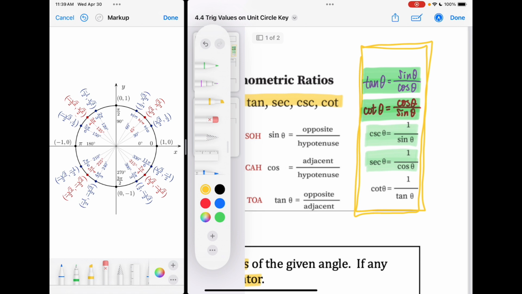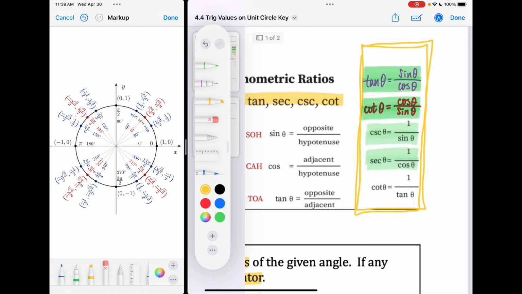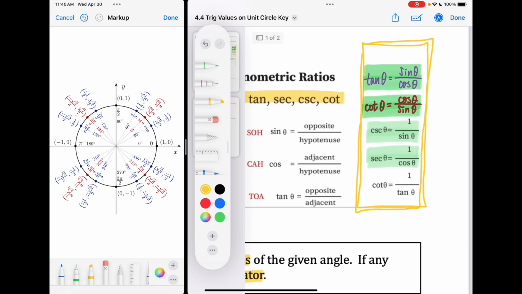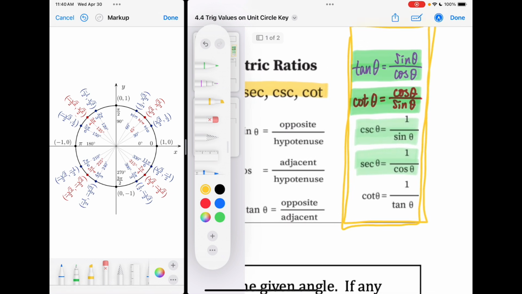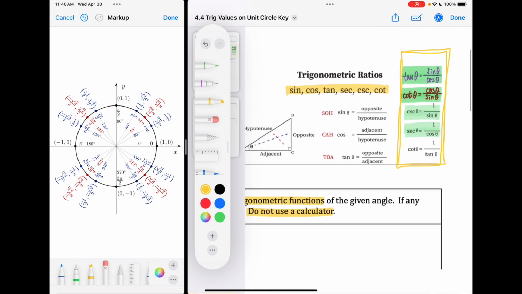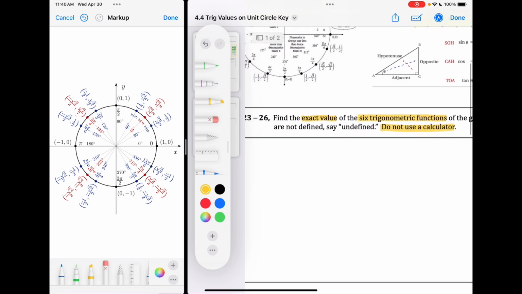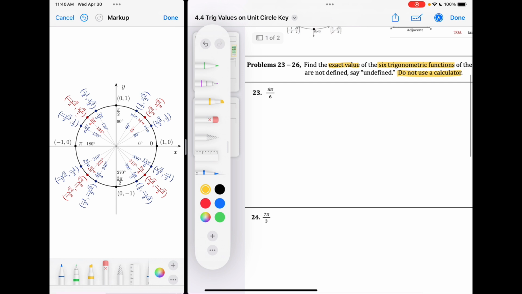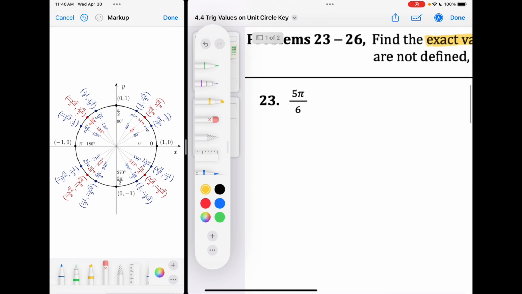The other 4 I like to use a lot: tangent is equal to sine over cosine, and cotangent is cosine over sine. Cosecant is equal to 1 over sine, and secant is equal to 1 over cosine. So when there is a picture, the answer is in the picture. We're going to figure out the exact value, no calculator, of the 6 trig functions.